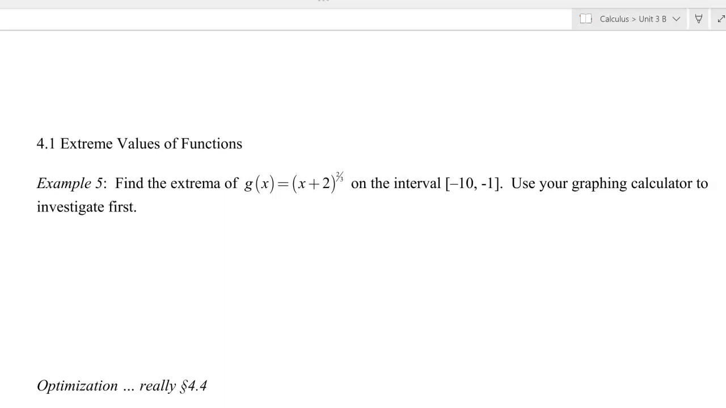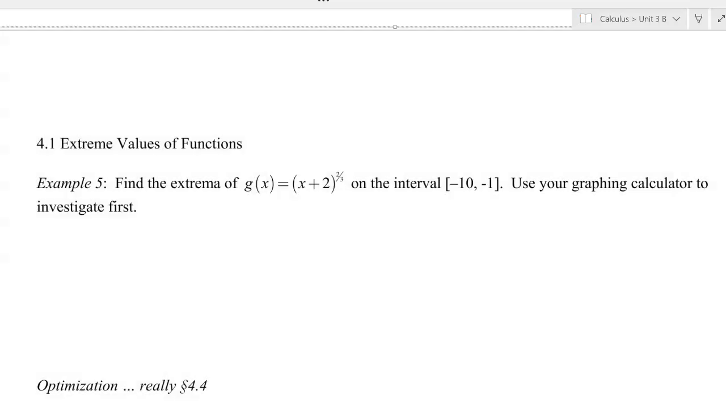Alright, so it says find the extrema of g of x is equal to (x + 2) to the 2/3 on the interval of -10 to -1. It says that we need to use our graphing calculator to investigate first. Okay, so it says find the extrema, which means that we need to find the derivative.